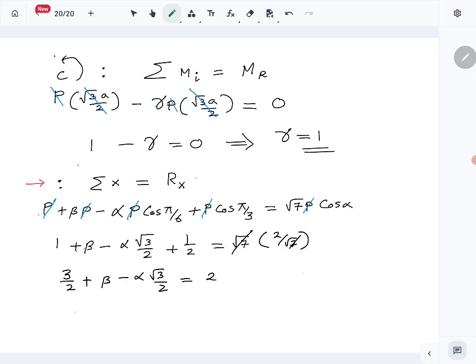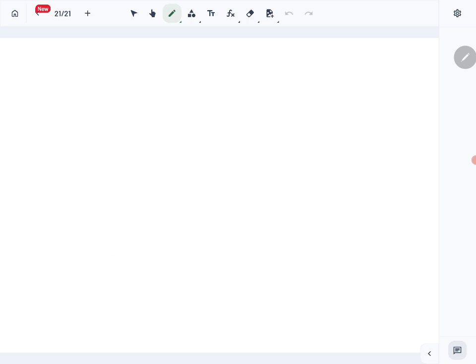So beta minus alpha root 3 over 2 is equal to half, so 2 beta minus root 3 alpha equals 1. Right. Let's say this is equation 1, from looking at the horizontal components. Now let's look at the vertical components.